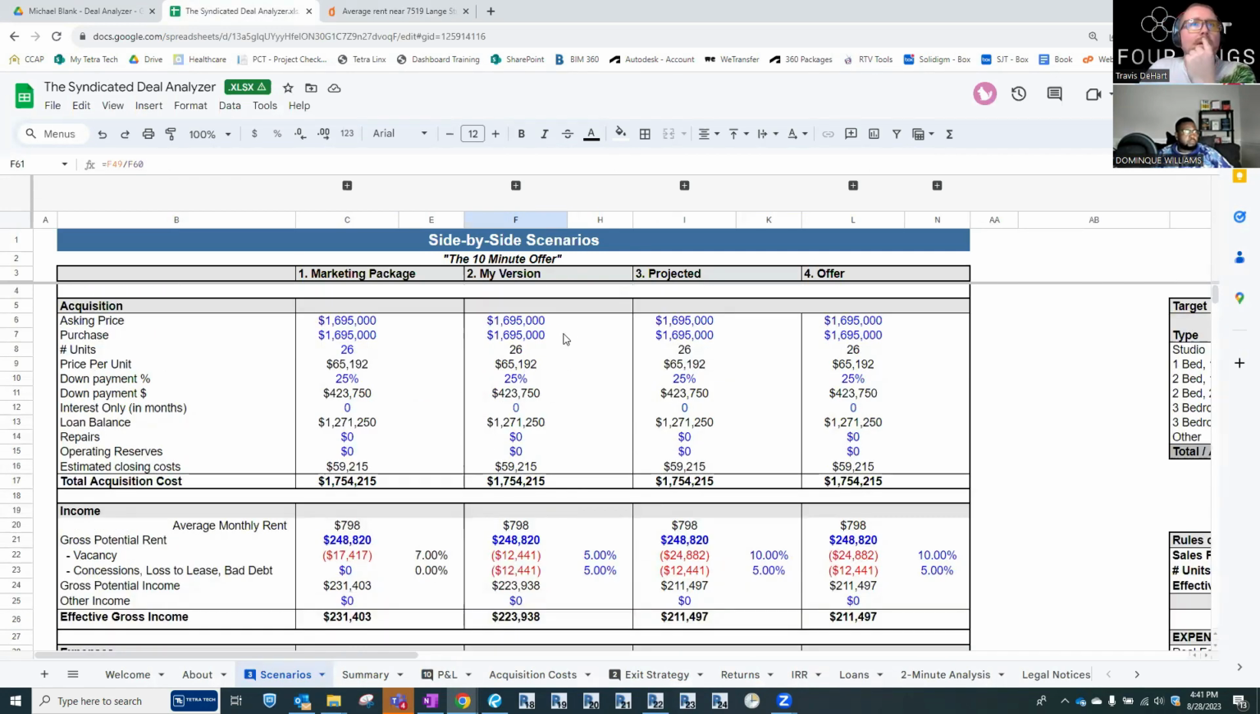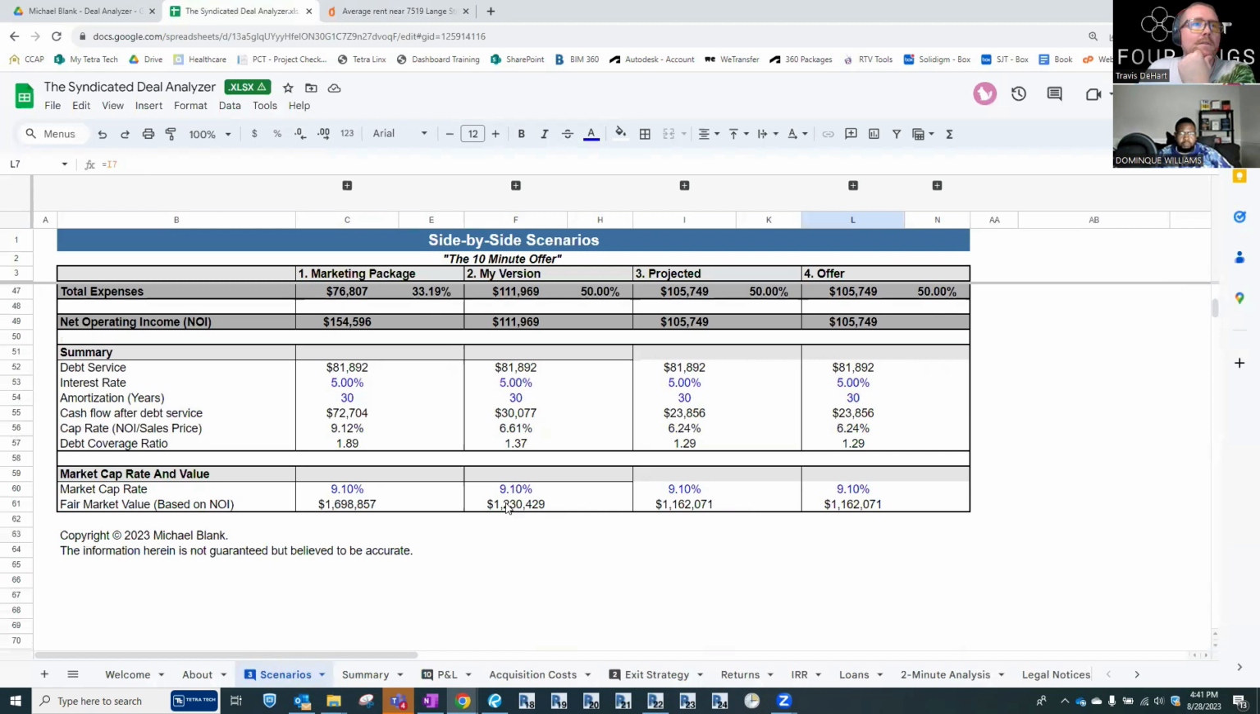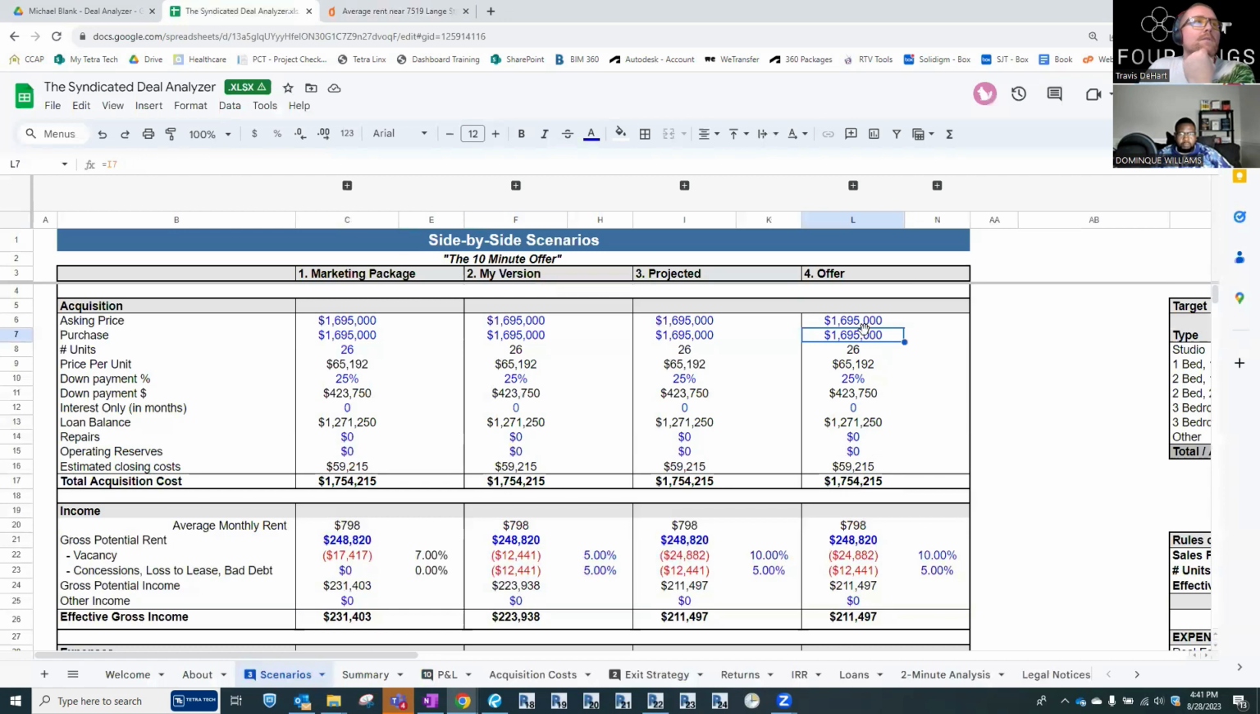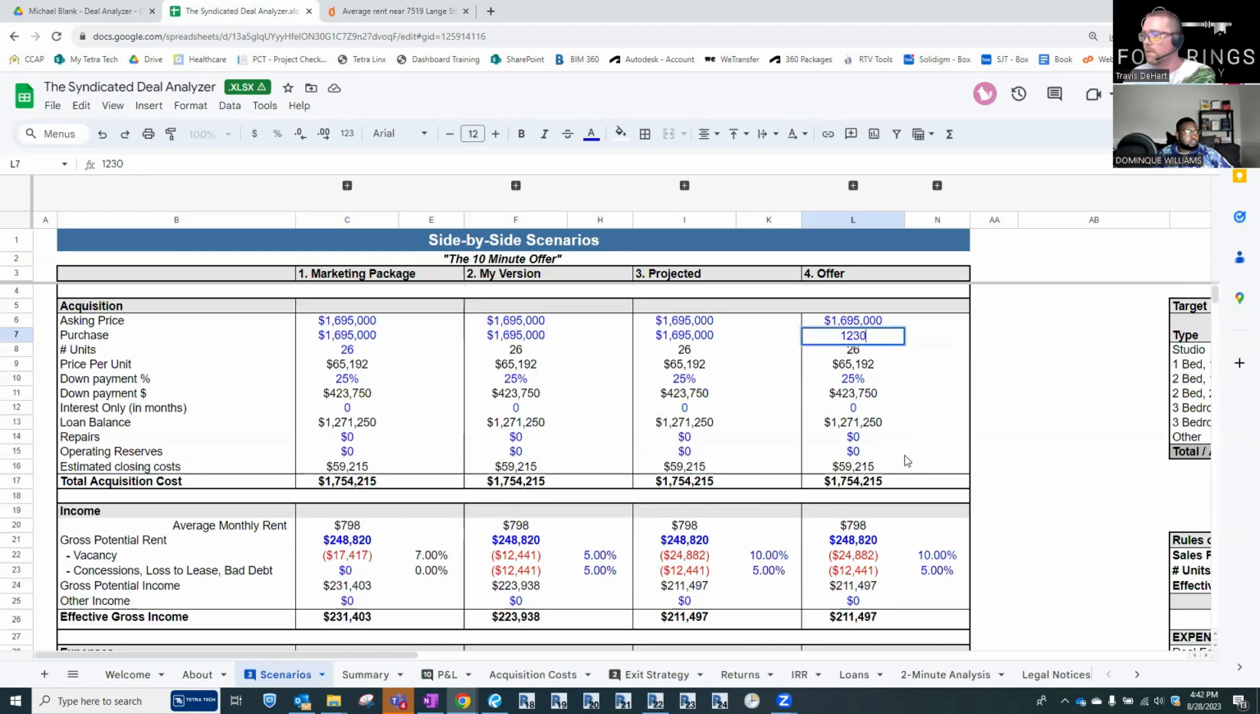So if we came over here, this right here is our offer package, and we saw that 1230429 should actually be what we're going to be offering. Let's plug that in here for our offer price. So 1230429.